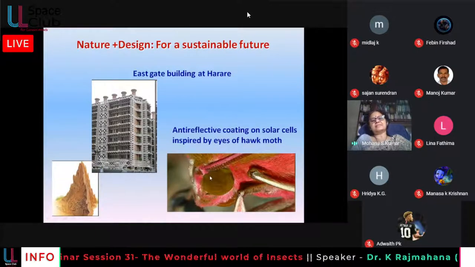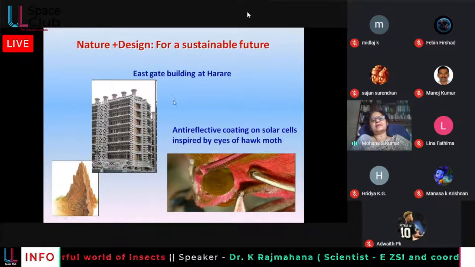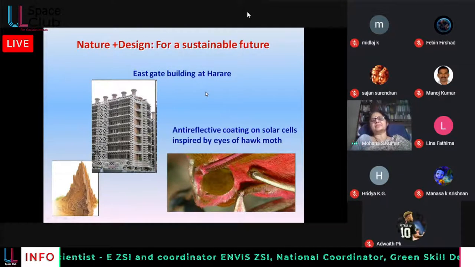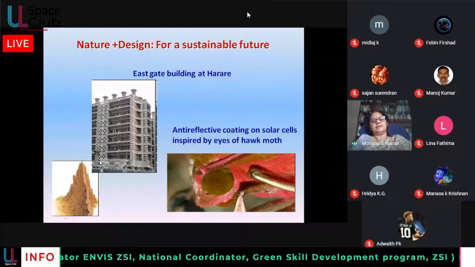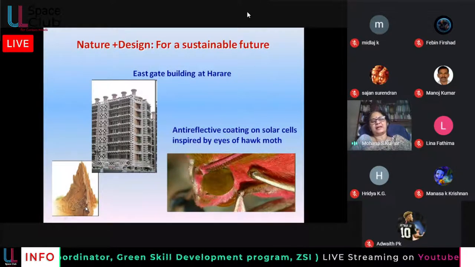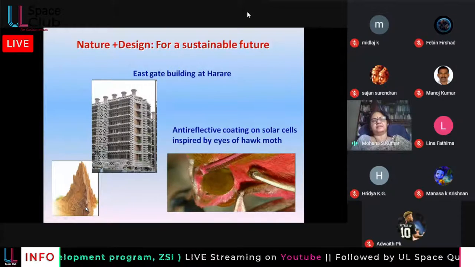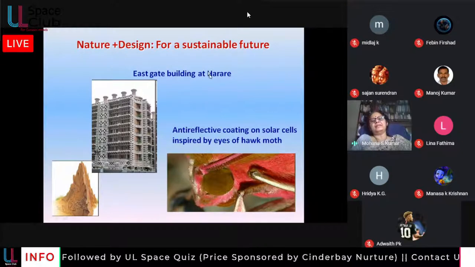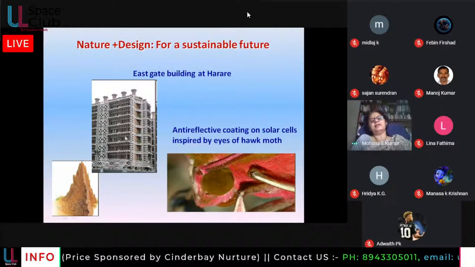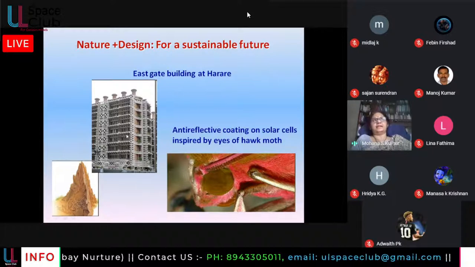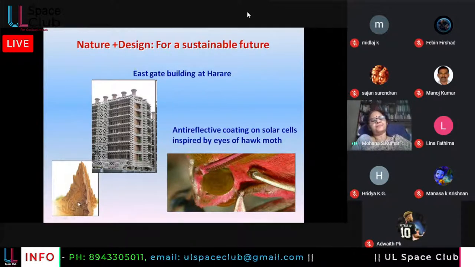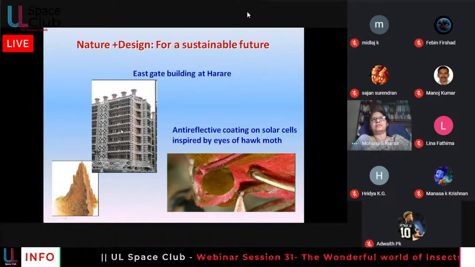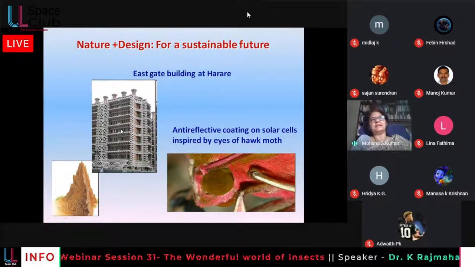One of the last slides. Insects are also contributing as model organisms for a sustainable future. See, the termite mound is an excellent example of how temperature is regulated within. The same principle was followed in a building in Harare, and without AC, they could make it function perfectly. So the model has been taken from this nest. It is called biomimicry, the whole concept. You are copying from an insect or any animal.